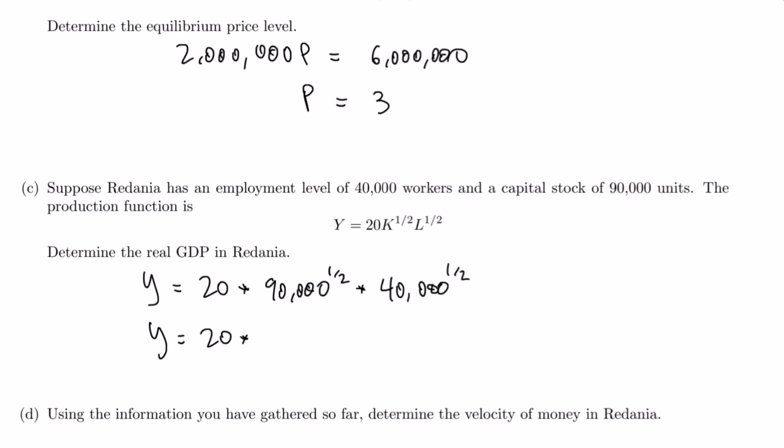We can break 90,000 into 9 and 10,000. Square root of 9 is 3. Square root of 10,000 is 100. So we just add 2 zeros. Same thing here. Square root of 4 is 2. Square root of 10,000 is 100. And then if we multiply all this out, 2 times 3 times 2 is 12. And then we add all the rest of the zeros there. 1, 2, 3, 4, 5, which gives us a real GDP of 1,200,000.